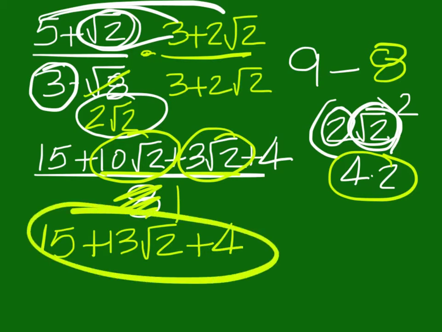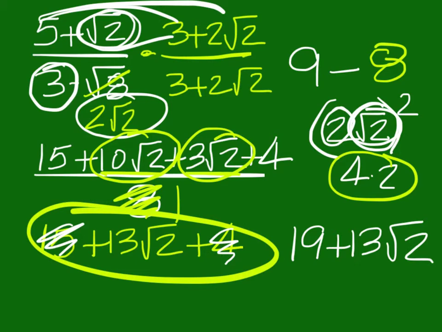In the other class we left this the way it was, but I think I do want to add these together and simplify them. So I'll let them in on that tomorrow. So this is your final answer. You could also add the 15 and the 4 to come up with 19 plus 13 square root of 2. That's also another thing I missed on that one that somebody caught.